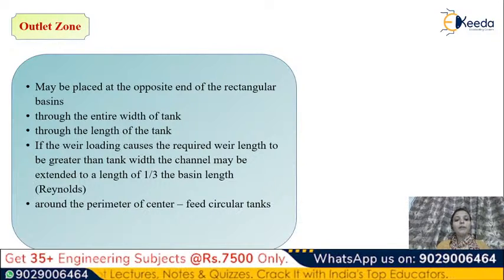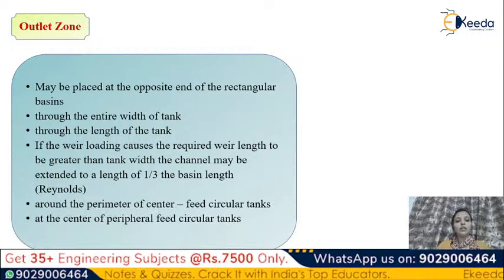And around the perimeter of a central feed circular tank, at the center of a peripheral feed circular tank. So in case of a circular sedimentation tank, the diameter of the inlet pipe is 20 to 30% of the overall diameter of the tank. And in case of a rectangular sedimentation tank, the length should be approximately 3 times its width.